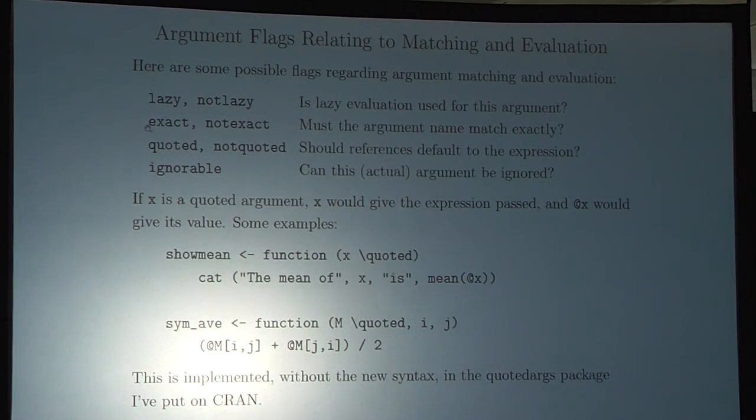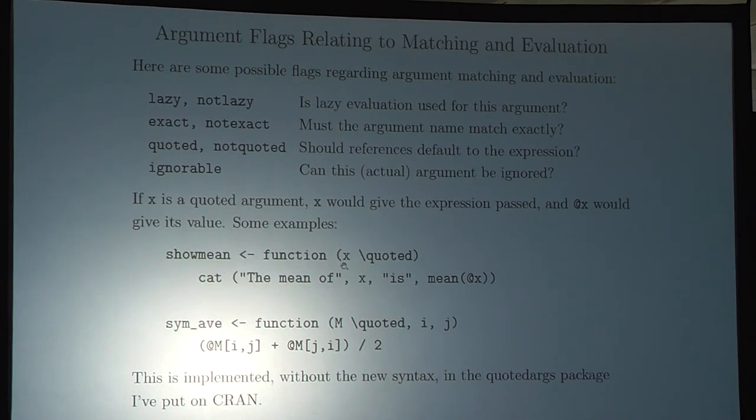So other things you could do here for flags are control whether or not exact argument name matching is required, and make it so that you could say that an actual argument is ignorable, that it's not an error if there's no corresponding formal argument. That's useful when you write functions that take other functions as arguments, for instance. And you could also do something regarding whether the argument is quoted, which switches by default so that when you refer to the argument, you get the expression rather than the value of that expression.